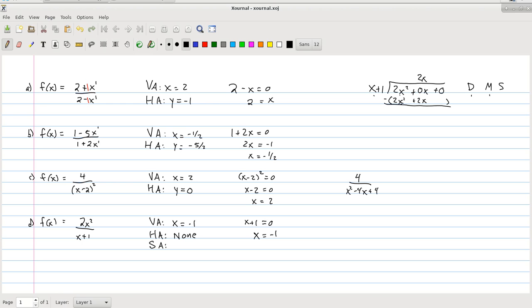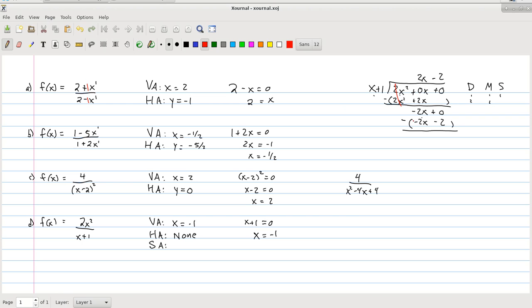So 2x squared subtract 2x squared is 0. So these cancel out. 0 subtract 2x is negative 2x. 0 subtract nothing is 0. Subtraction is done. We go back and divide again. So negative 2x divided by x is negative 2. The division is done. Next we multiply. Negative 2 times x plus 1 is negative 2x minus 2. The multiplication is done. Next up we subtract.